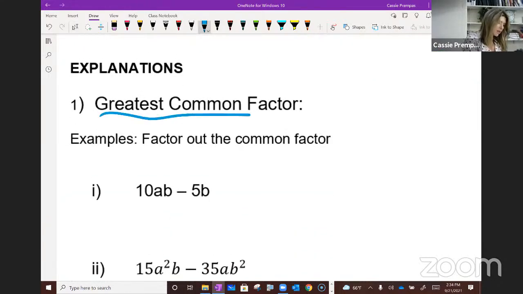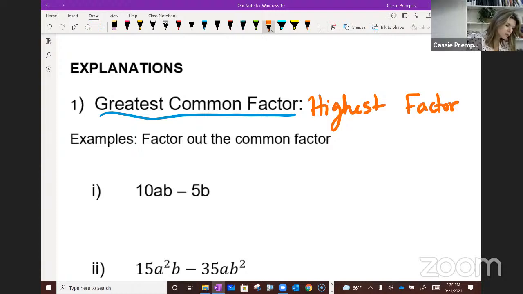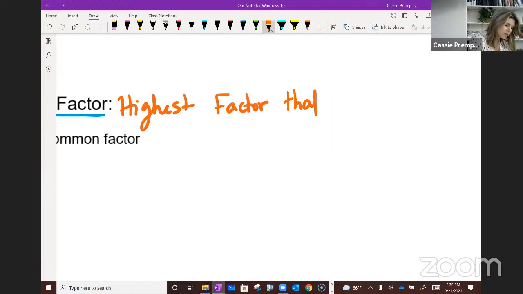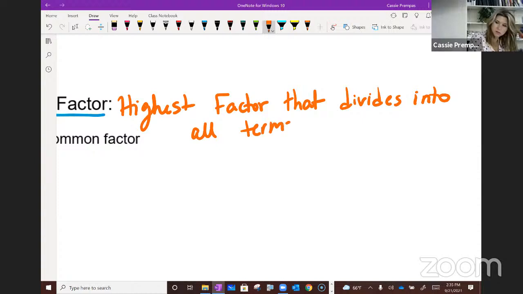Do you guys remember what the greatest common factor is? Like the number they both go into. Love it. The highest factor that all the terms share. I could say the highest factor that divides into all terms evenly if I'm being more mathy, but that's exactly what it is. It's what they share. So go ahead and write it in: the highest factor that divides into all the terms evenly.